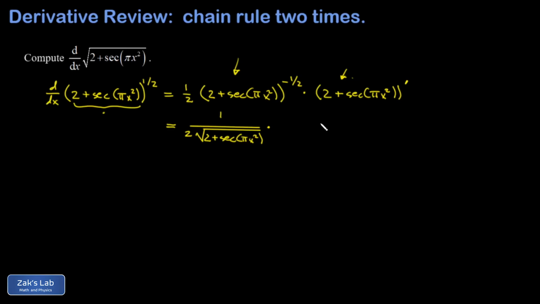And we start with the derivative with respect to pi x squared. And that gives me the secant of that, pi x squared, tangent pi x squared. And then the chain rule says I need to multiply by the derivative of that interior piece, pi x squared, and that's a 2 pi x. Some 2's are going to cancel. And I'm going to rewrite the whole thing as a single fraction.